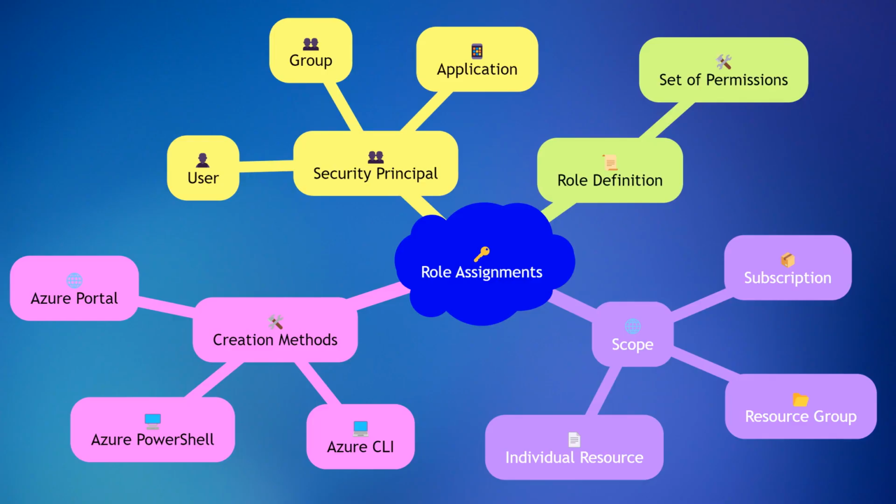Role assignments are the way you apply RBAC roles to users, groups, or applications. A role assignment consists of three elements: security principal, role definition, and scope. The security principal is the user, group, or application to which you want to grant access. The role definition is the set of permissions you want to grant. The scope defines the level at which the access applies, such as a subscription, resource group, or individual resource. Role assignments can be created using the Azure portal, Azure CLI, or Azure PowerShell.